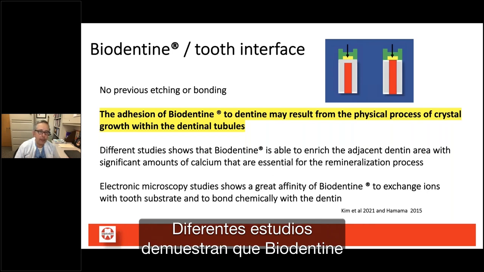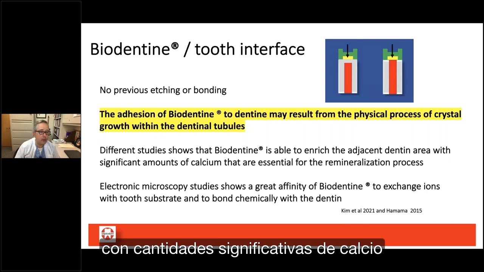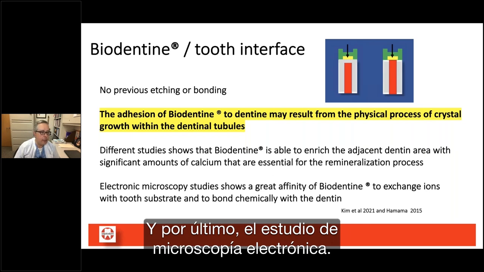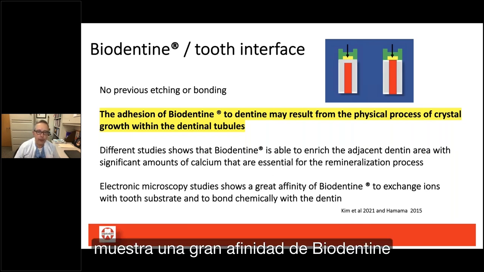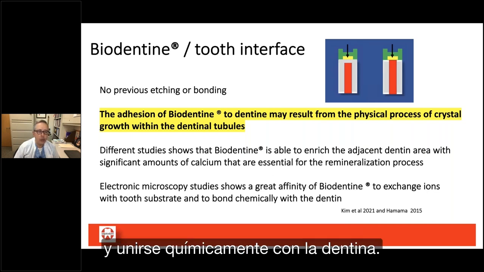Different studies show that Biodentine is able to enrich the adjacent dentin area with significant amounts of calcium, which is essential for the remineralization process. And finally, electron microscopy study shows a great affinity of Biodentine to exchange ions with the tooth substrates and to bond chemically with the dentin.